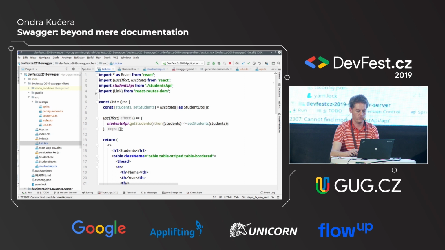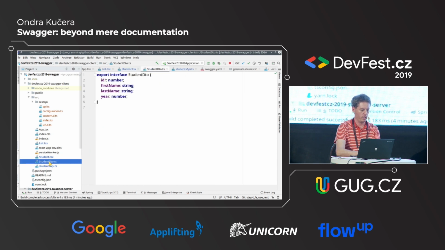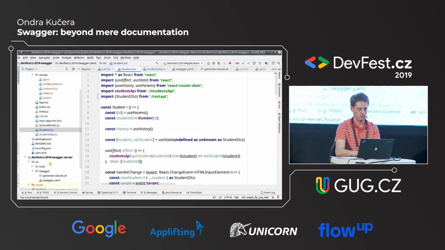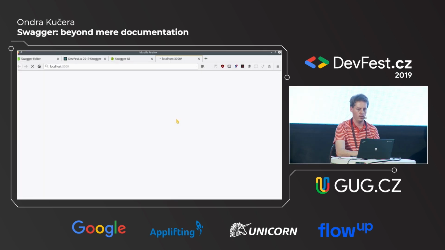Okay, let me do it a different way. Here. Okay, so it's supposed to be like this. And the same goes for student component. Now I should be able to delete my original student DTO written by hand. It seems to be working. And so let's, it's still running, but I will restart it. And let's see what happened.